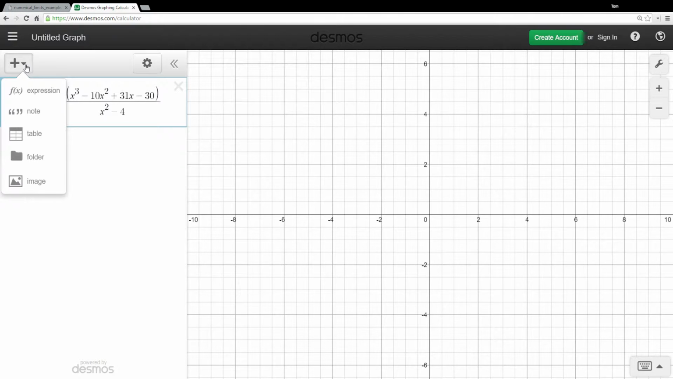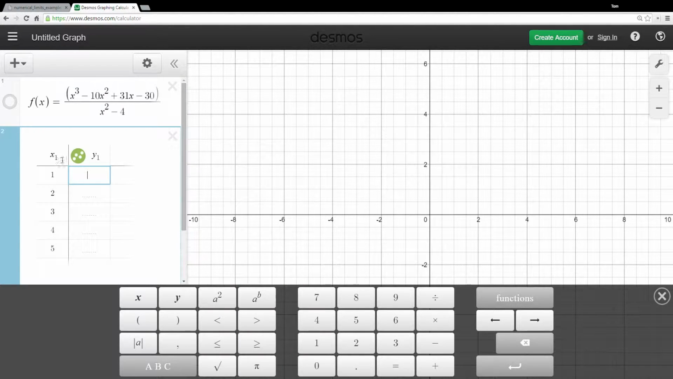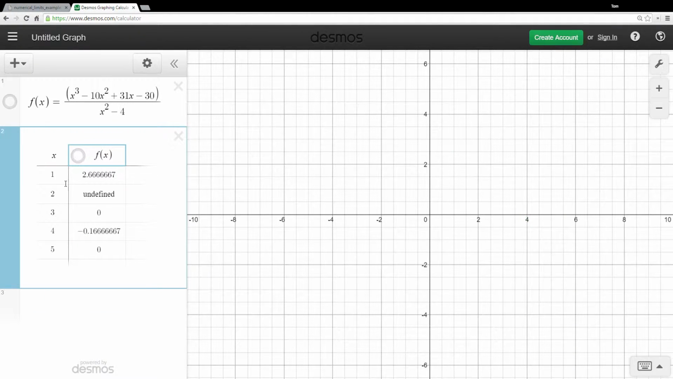So then what I want to do is create a table. Here I'm just going to put x. Make sure you get rid of the subscript. And then over in this column, I'm going to put f of x. The table works like this: you type in these values for x, it takes each number and plugs it into the function f, and displays the output in that column. That's essentially what we did by hand in the previous video.